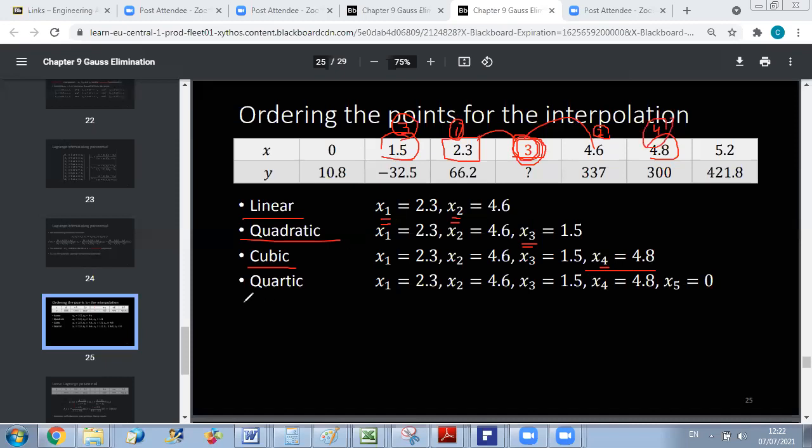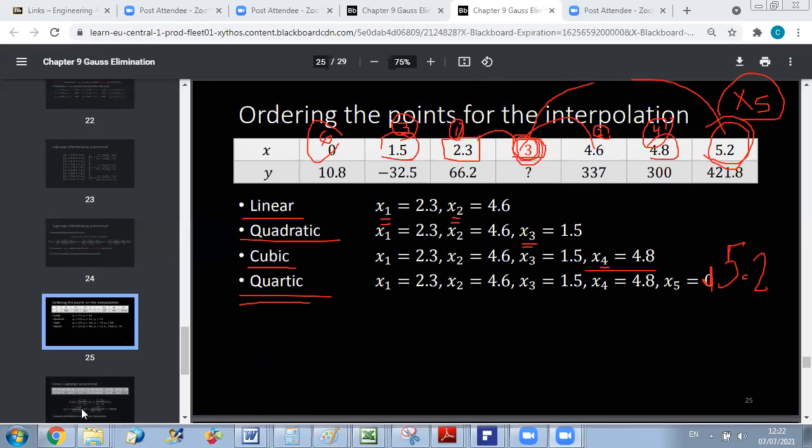Now, in case I want to do a quartic interpolation, then I need a fifth point. And since it's an odd number, I should take 5.2, because I should consider this point since it's closest to 3 than 0. So this will be my x5, and of course my x6 will be this 0.6. So in terms of selection of points, it's exactly the same method, so nothing has changed.